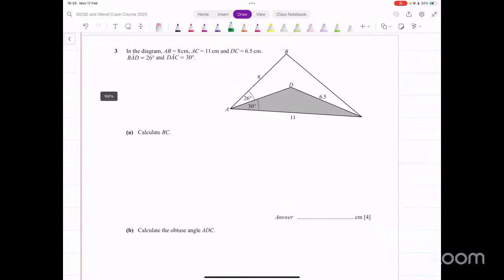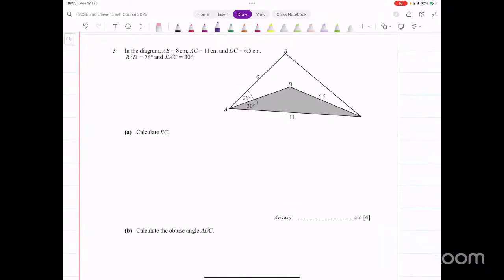Okay, let's try this. This is question number 3 from the obtuse angles worksheet. It says AB is equal to 8 centimeters, AC is equal to 11 centimeters, and DC is 6.5 centimeters. The angle BAD is 26, this angle is 30 degrees. In the first part, it says calculate BC. Okay, what's the length BC?